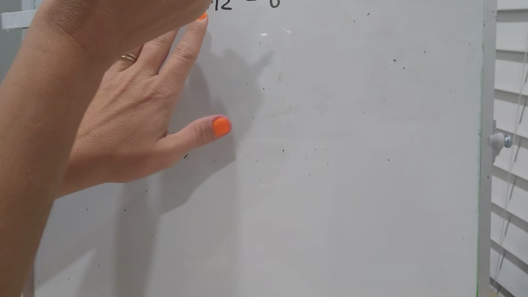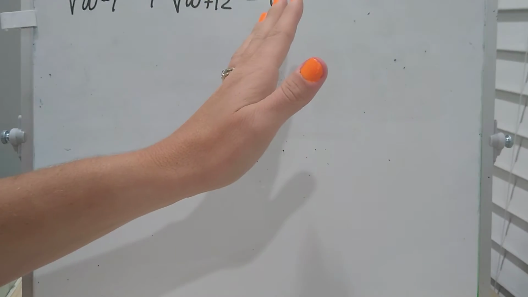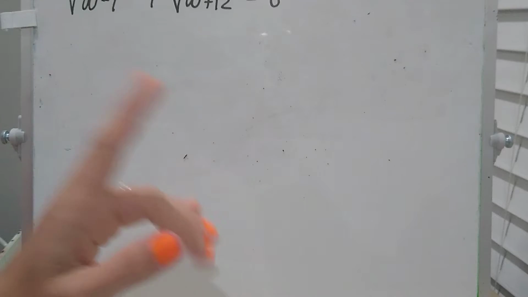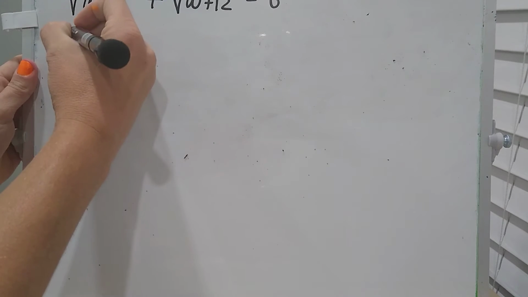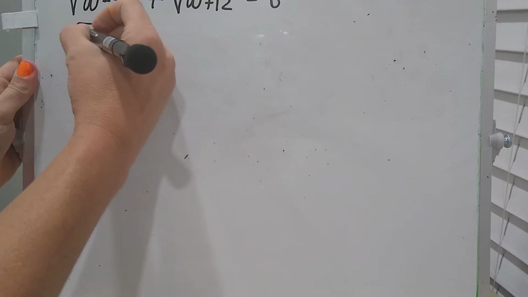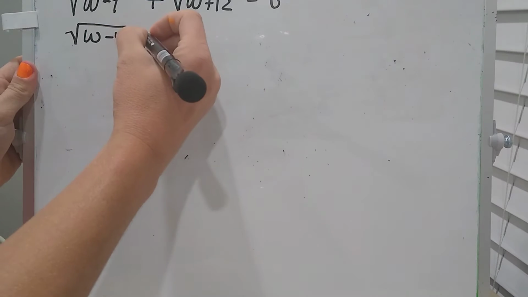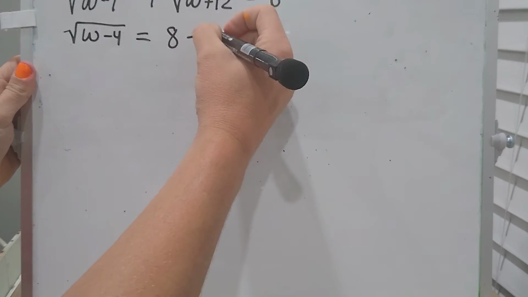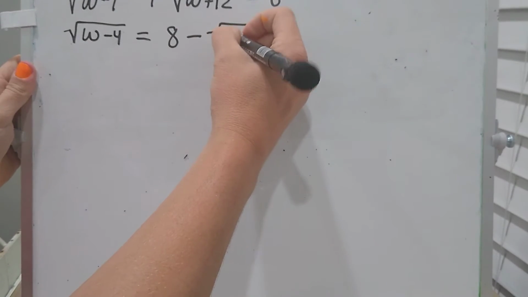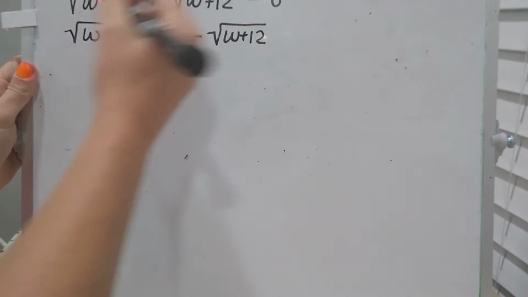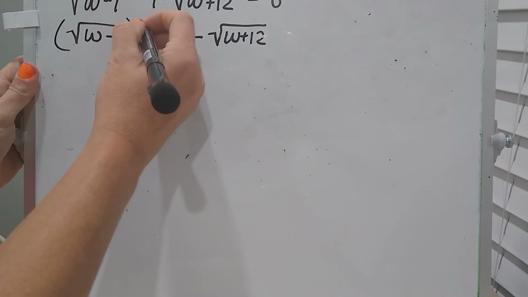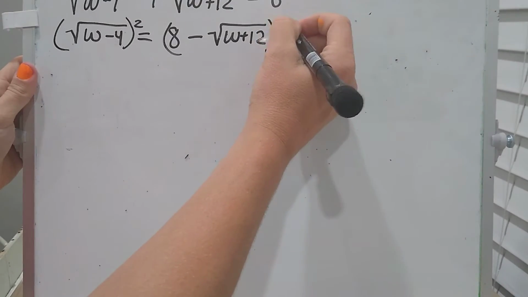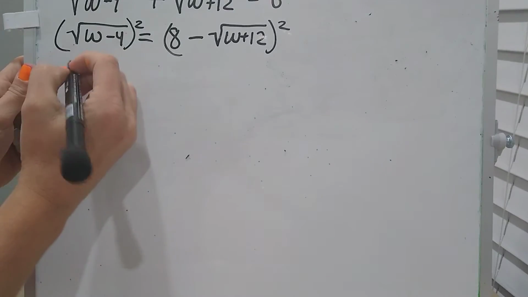So we're not going to square both sides yet. I want to bring one of these to the other side, and then we're going to square it. So let's leave this one here. Square root of w minus 4 equals 8 minus the square root of w plus 12. Now we will square both sides of them. Okay, and let's work it out.